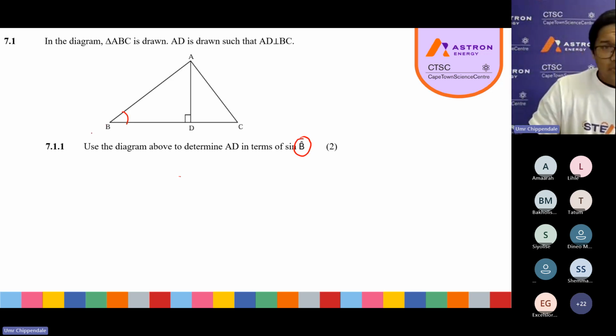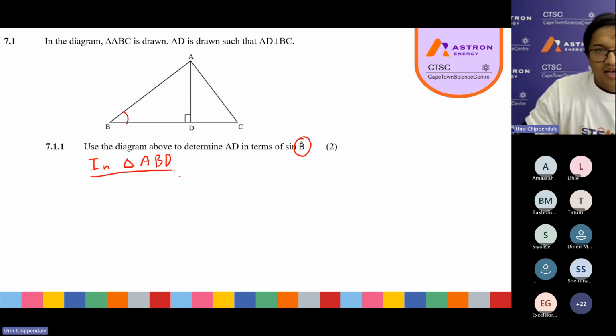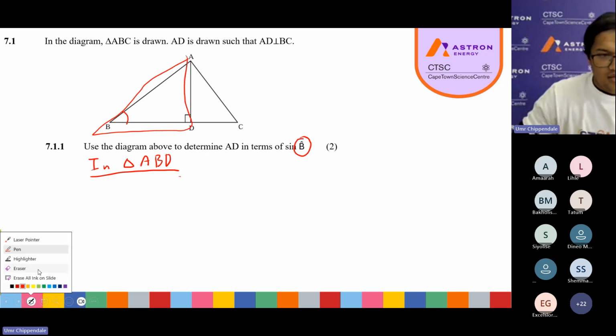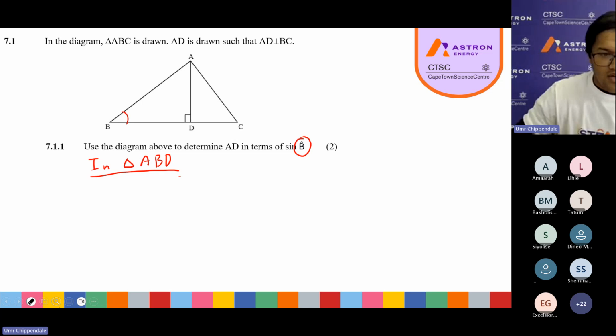So always specify in which triangle you are working. So we are going to work in triangle ABD, right? So in triangle ABD, which is this one over here, that one over there, right? So we're going to be dealing with that. So we erase, so at least everyone knows we're dealing with that.